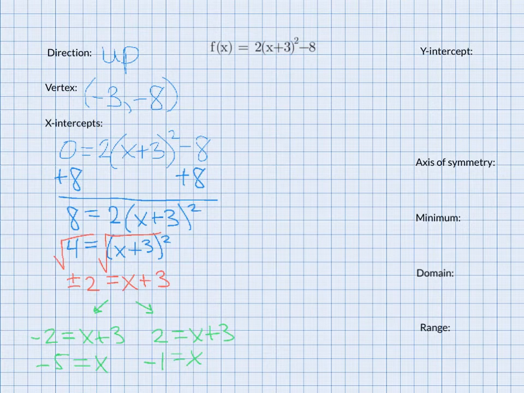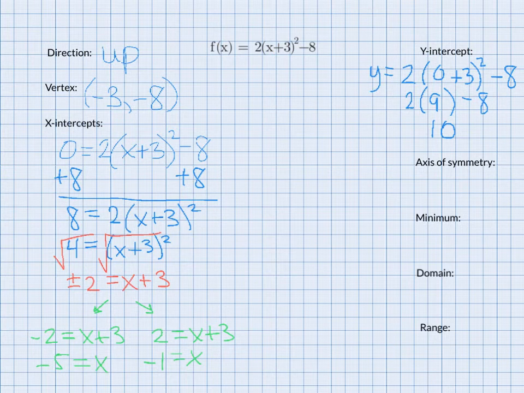Moving over to the right, in order to find our y-intercepts, that's when x is 0. So this is a little bit easier. And remember that f of x is just a fancy way to write y. So I'm going to replace f of x with y and say that y equals 2 times the quantity 0 plus 3 squared minus 8. Well, what is 0 plus 3? That's just 3. So 3 squared is 9, times 2 is 18, minus 8. Our y-intercept is 10. Remember, we only have one y-intercept.